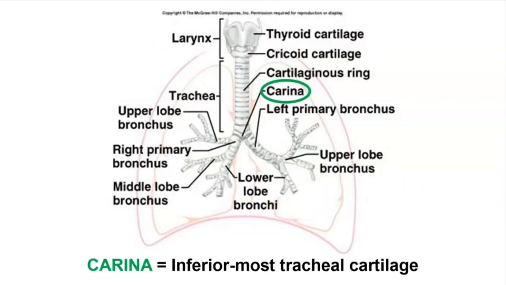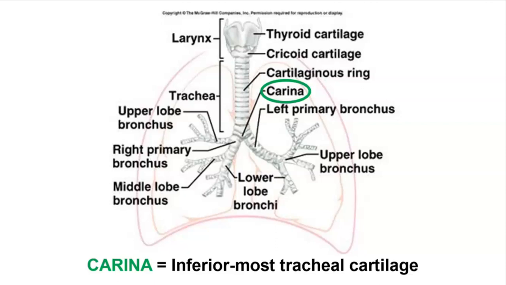Moving our way inferiorly down the length of the trachea, we find that the last cartilage, or the inferiormost cartilage of the trachea, is called the carina, and the carina branches to form the right and left primary bronchus, which are the structures that enter the lungs.